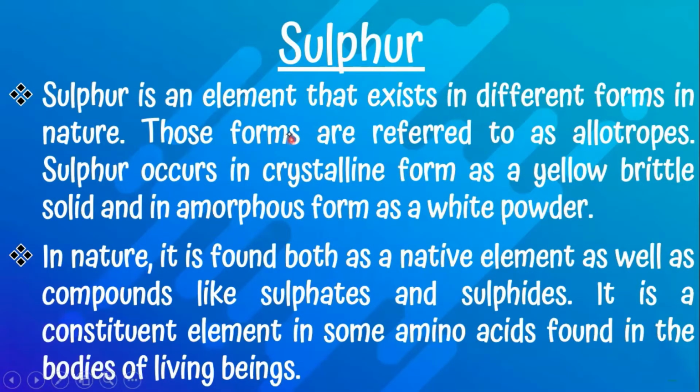Sulfur. Sulfur is an element that exists in different forms in nature. Those forms are referred to as allotropes. Sulfur occurs in crystalline form as a yellow brittle solid and in amorphous form as a white powder. In nature, it is found both as a native element as well as compounds like sulfates and sulfides. It is a constituent element in some amino acids found in the bodies of living beings.